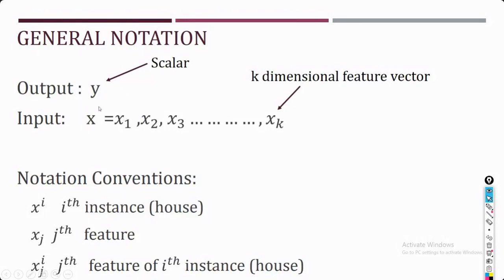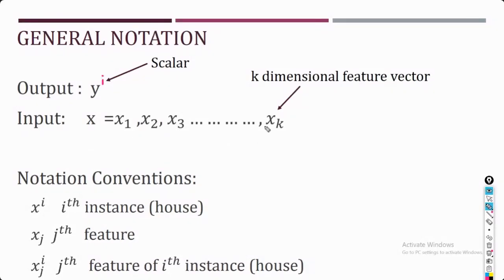So the output is going to be y. There will be no change, and if you want to represent it with respect to the first instance, then it is going to be 1. If you represent the same thing with respect to the second instance, it is going to be 2. So we can represent this using a superscript i. That means I can simply write it as i, where i represents the instance number, so it's going to be a scalar value.